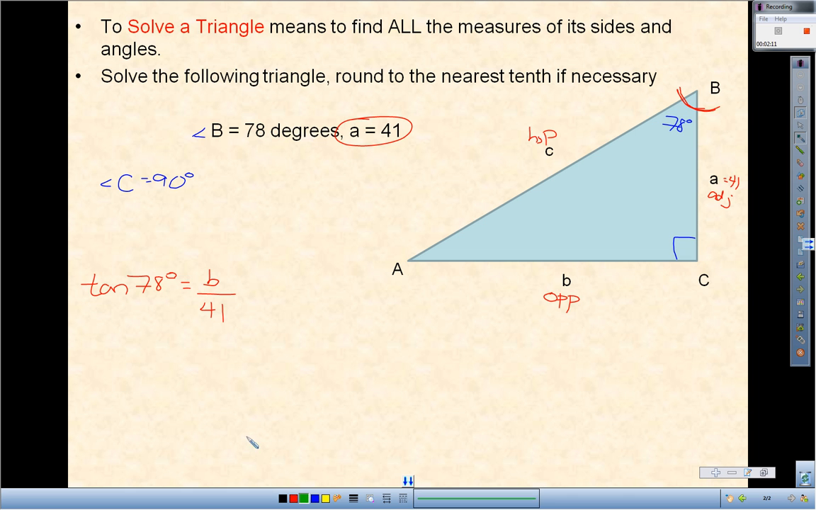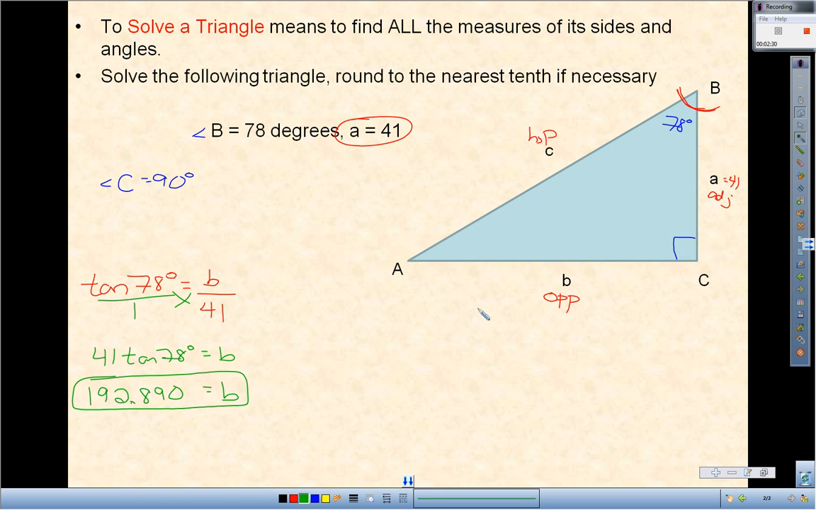Alright, remember, this is what we covered for the past 2 days. Put this over 1, cross multiply, so I'm going to have 41 tangent of 78 degrees is equal to B. And so using my calculator, that would give me 192.890, and that would be the length of side B.